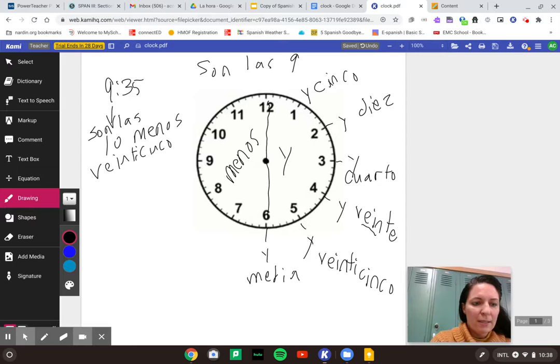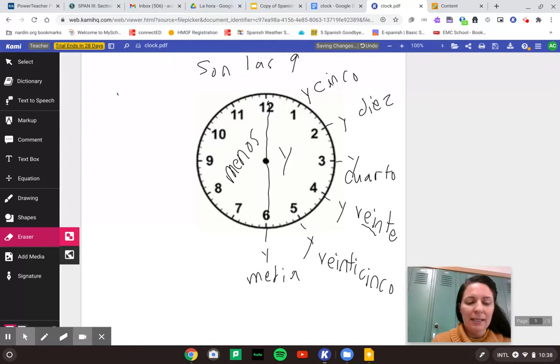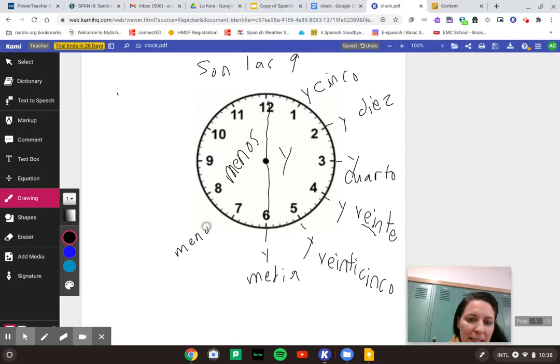So let's just look at some other examples. So if it were 9:35, we would say son las 10 menos 25. So we're saying 10 minus 25, literally. And it's kind of, a lot of students don't like this, but this is just how we do it in Spanish. So we would say menos 25.